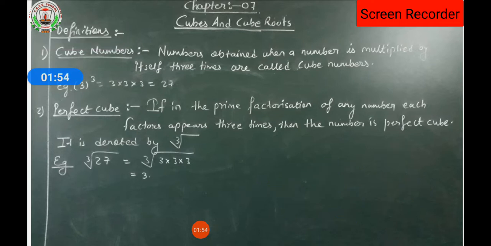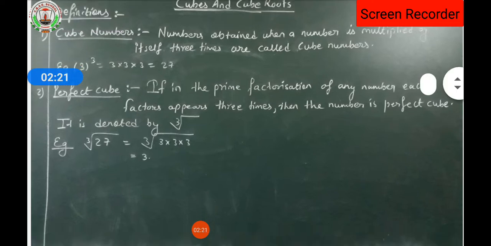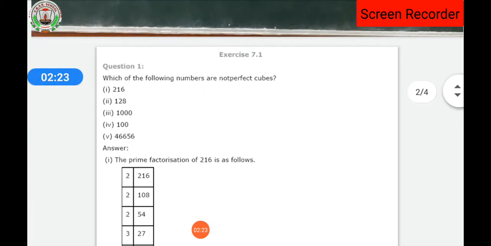Now next we are moving towards the perfect cube. If in the prime factorization of any number each factor appears 3 times, then the number is a perfect cube. Each factor appears 3 times. That means as we are going to study about the cube, every factor should appear 3 times. Then only that number is said to be a perfect cube. Clear? Then moving toward the exercise.